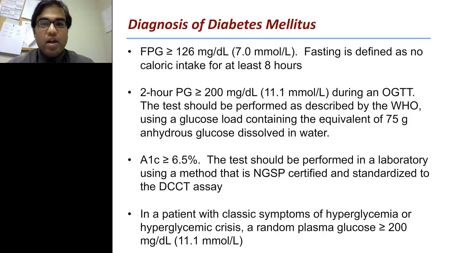You also could have a 2-hour plasma glucose greater than or equal to 200 during an oral glucose tolerance test. The test should be performed as described by the World Health Organization using a glucose load containing the equivalent of 75 grams anhydrous glucose dissolved in water. And finally, the third criteria, which can be done in the clinical setting, is an A1C greater than or equal to 6.5%. So this is the hemoglobin A1C.